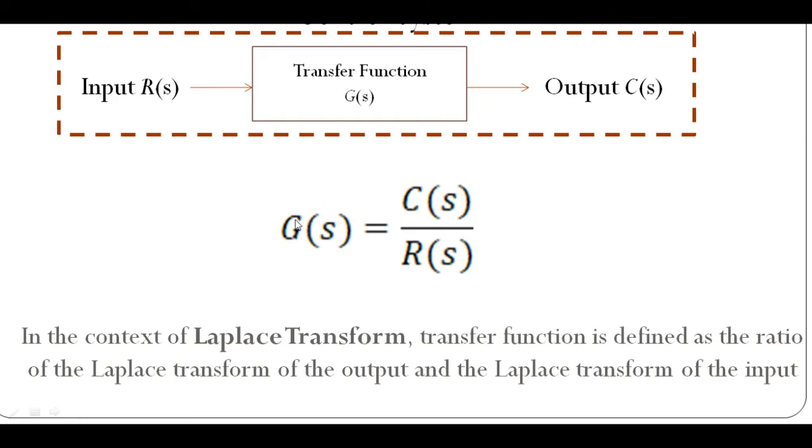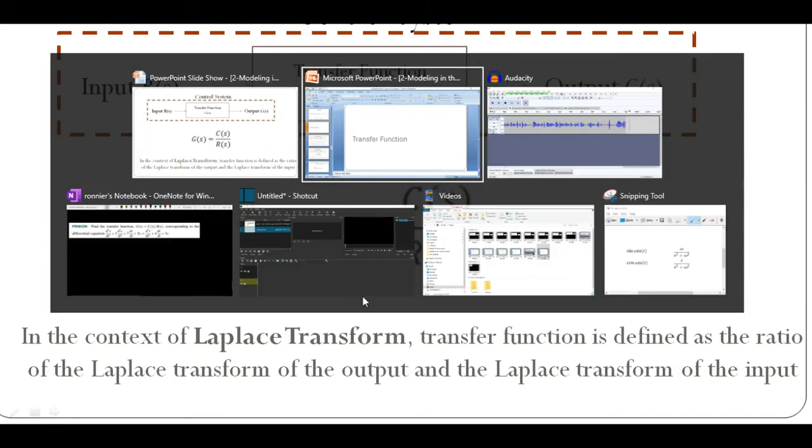So G of s yung ating convention. So G of s yung ating gagamitin to represent transfer function, and yung input is R of s yung ating gagamitin, and C of s is the output. Okay? So let's have an example. Ito tayo sa kabilang software. So find the transfer function G of s corresponding to the differential equation given.